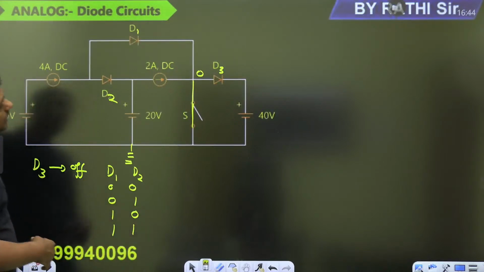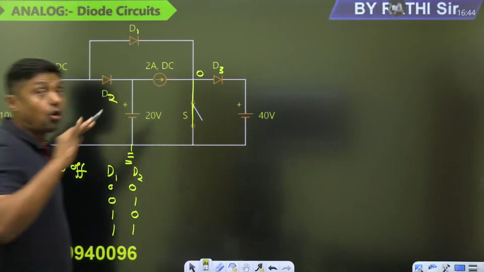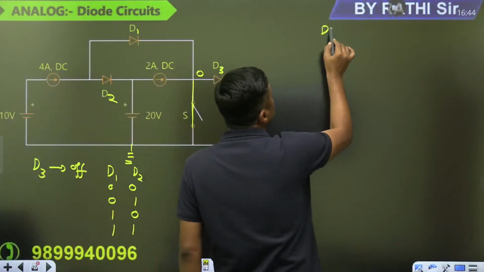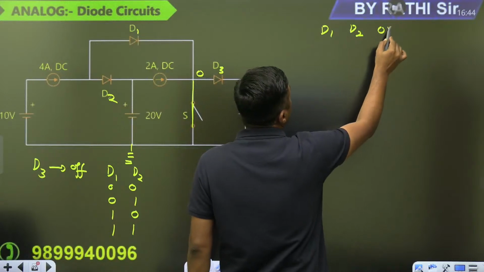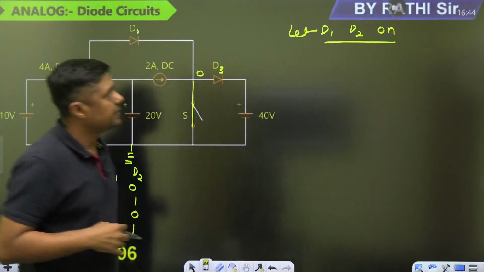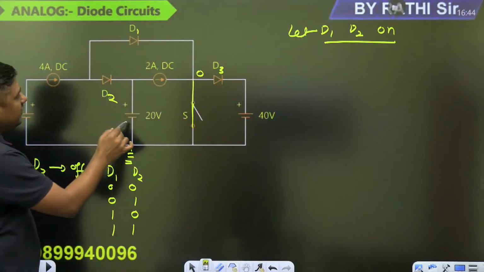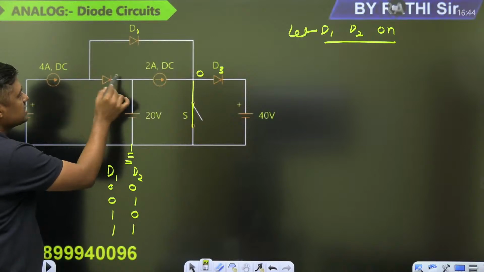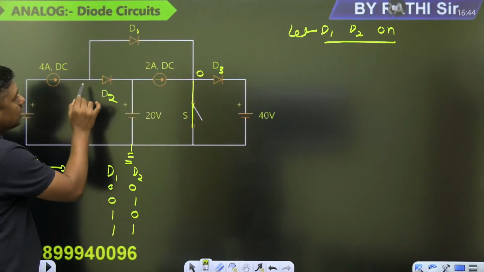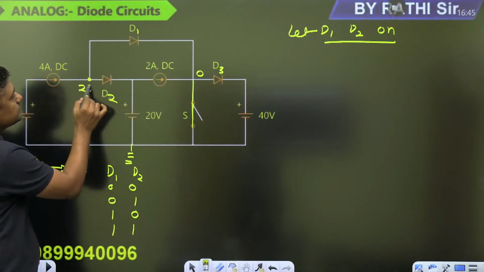Now if you are assuming both the diodes are on, because that 4 ampere current will pass, first condition, D1 D2 both on, let it be an assumption. Try to understand, if this diode is on, what is the voltage at this point? This is 20 volt, because this diode is on.